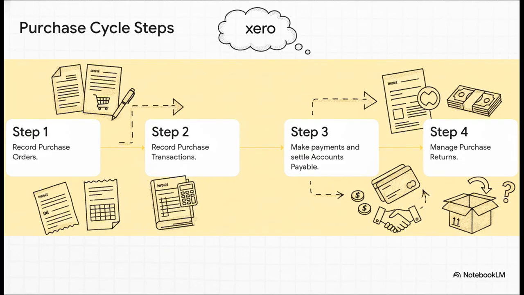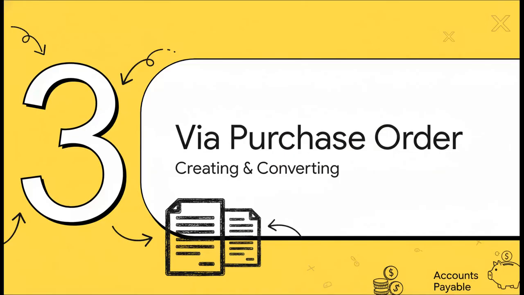It starts with recording purchase orders, followed by recording the purchase transactions themselves. The 3rd stage is making payments to settle the accounts payable, and the final stage is managing any purchase returns. We will now analyze the first workflow in detail, which starts with raising a purchase order. We'll use a transaction from our case study to illustrate this process from creation to conversion.